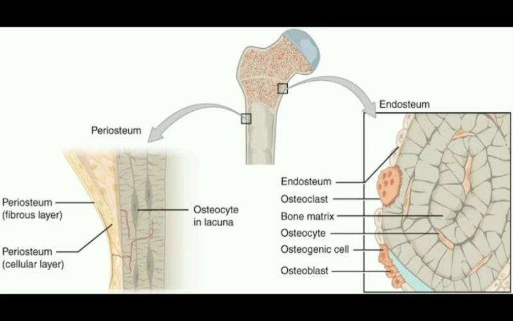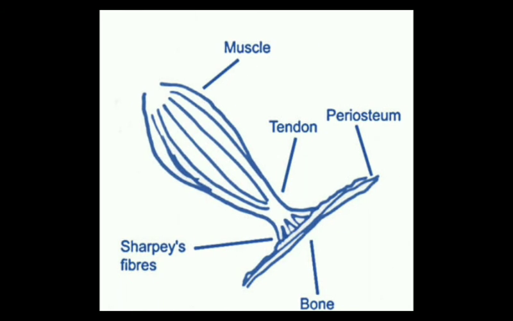These Sharpey's fibers give traction force on the bone. They are thick collagen bundles that anchor periosteum to circumferential lamellae and dominate in regions of the tendon attachment. So these are Sharpey's fibers.